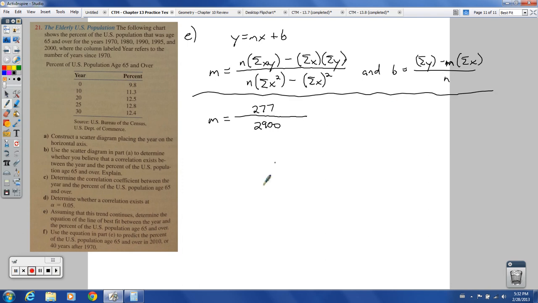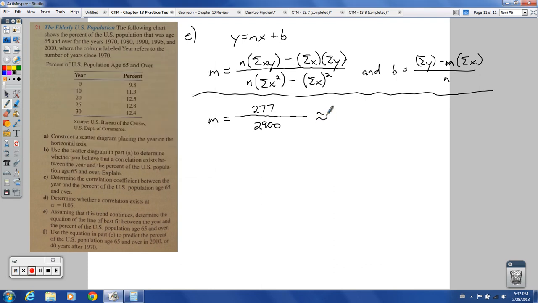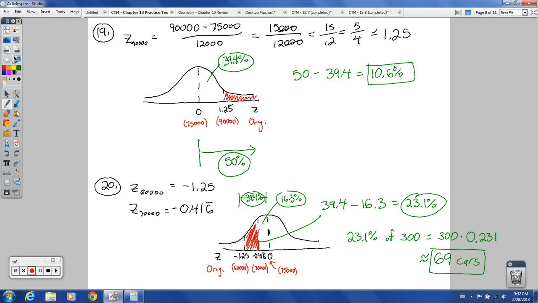Alright, so m is going to be, if I take 277 divided by 2900, that should give me my answer. It looks like if I round that off, that would be about 0.10 right there. So approximately 0.10.